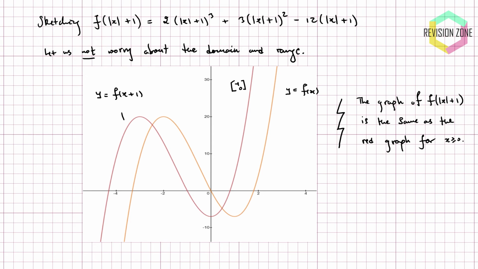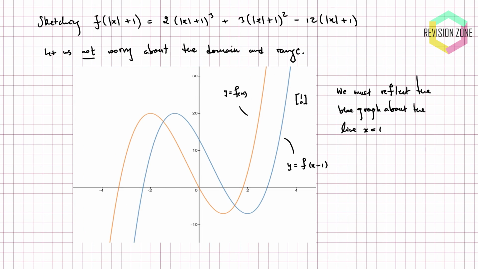So the first thing we've done is the shift to the left by 1. This is nothing other than f of x going to f of x plus 1, and we know that this is the case for x being non-negative. So we end up with this red curve here, and you can clearly see the orange has been shifted to the left by 1 to get that red curve.